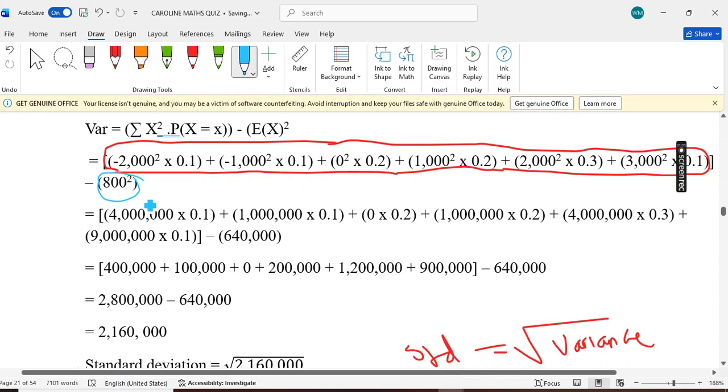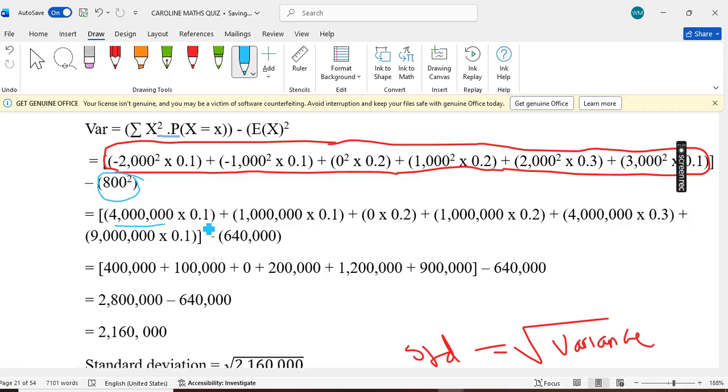Negative 2,000 squared, 4 million, times 0.1. Negative 1,000 squared, 1 million. 0 squared, 0. 1,000 squared, 1 million. 2,000 squared, 4 million. 3,000 squared, 9 million. And you're multiplying by the probabilities. Minus, when we square the average profit, 800 squared, we get 640,000.